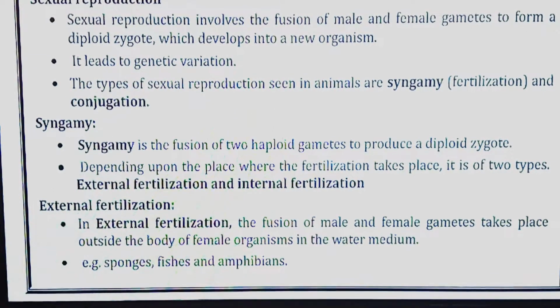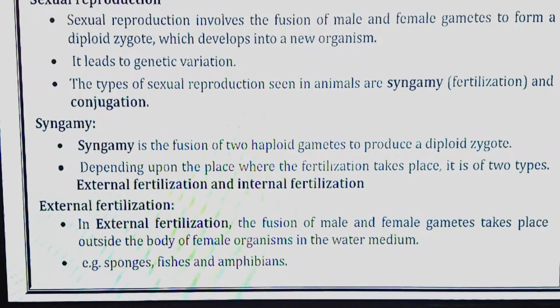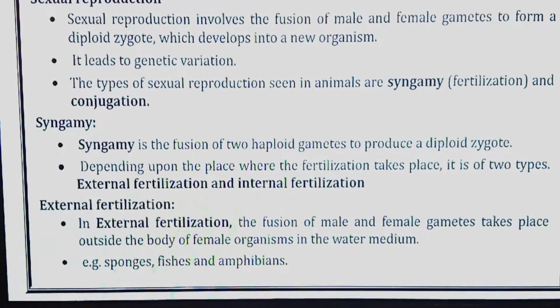Sexual reproduction involves the fusion of the male and the female gamete to form the zygote, which is diploid. The male and female gametes will be haploid. So two haploid cells fuse to form the diploid zygote, which will develop into a new individual for the next generation. Then this leads to genetic variation, because two different germinal cells produce the gametes after undergoing meiosis. So genetic variation occurs here.